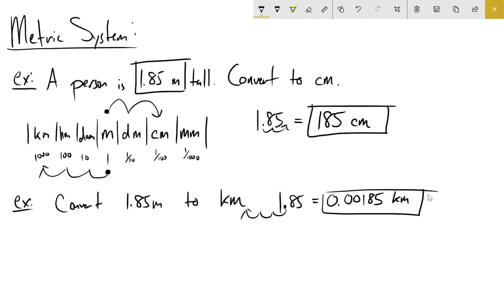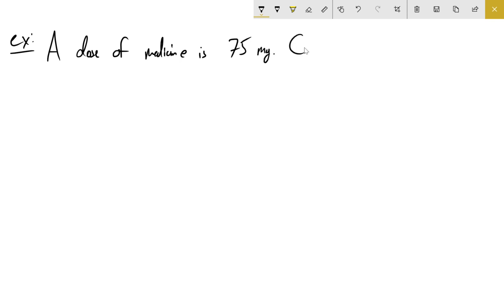The nice thing, though, is if you know how to do it in lengths, you also know how to do it in all the other systems as well. So let's say, for example, let's go with milligrams. Let's say that a dose of medicine is, I don't know, like 75 milligrams. And I want you to convert that to grams.